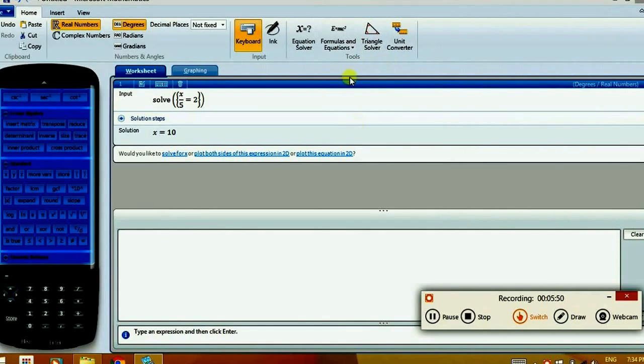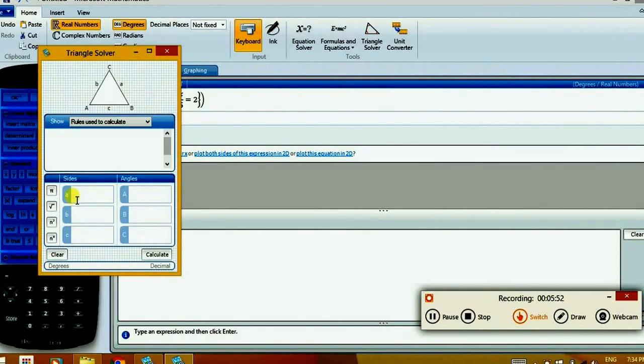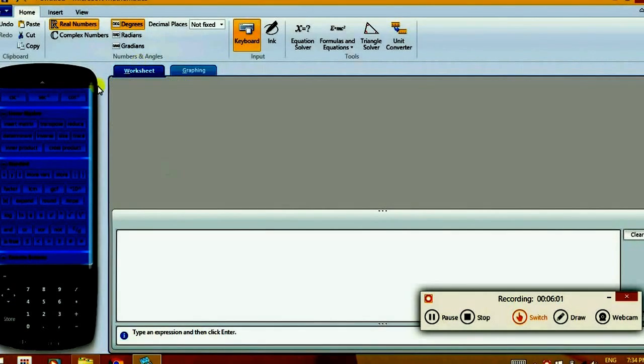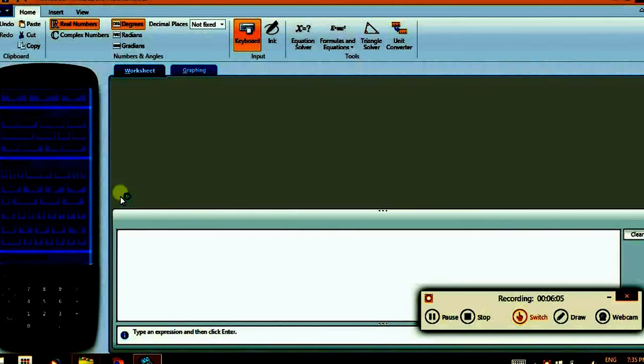The triangle solver is like you put in all those sides and angles and it will solve the triangle for you, and stuff like that, right? So we have these main things here. Now we come to the main workspace, and in the workspace we have the worksheet and the graphing area.